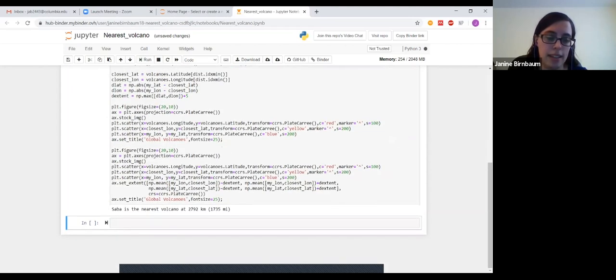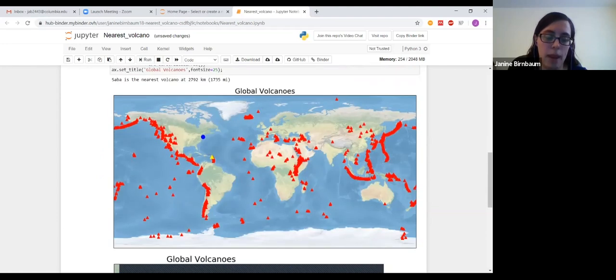what this script is going to do is tell me the nearest volcanoes. This is a database of all the volcanoes that have been active in the last 10,000 years that I got from the Smithsonian website. And it's going to tell me that Saba is the nearest volcano to me, and it's 1,735 miles away from me.